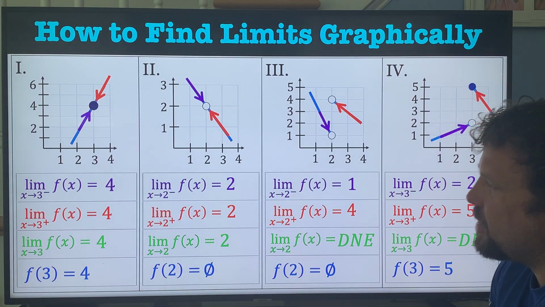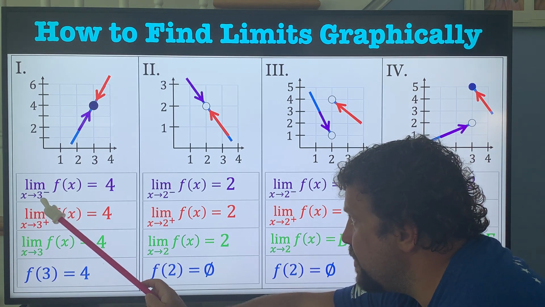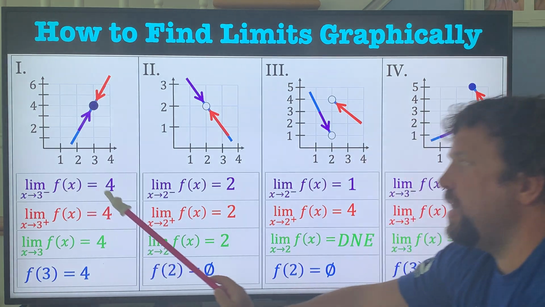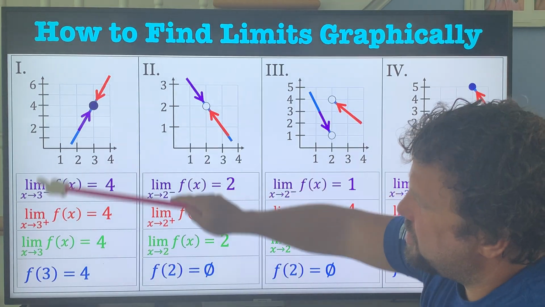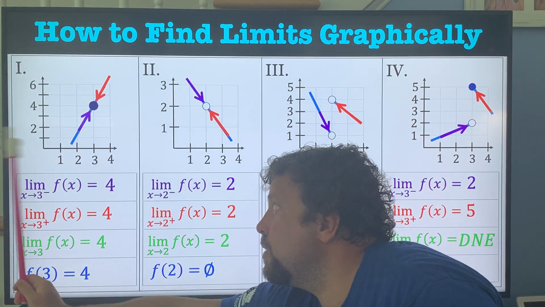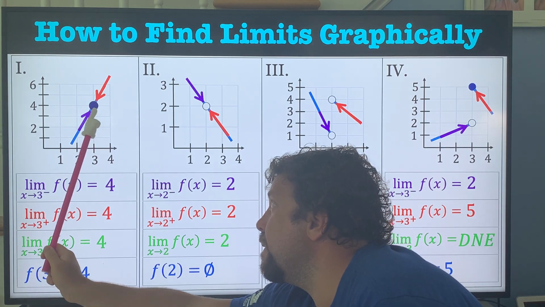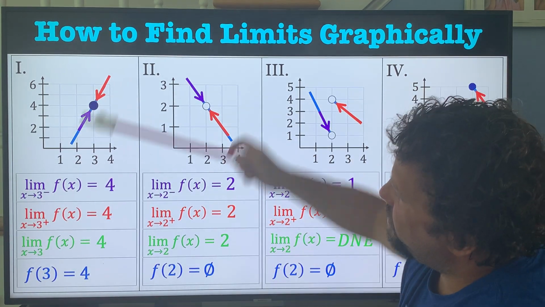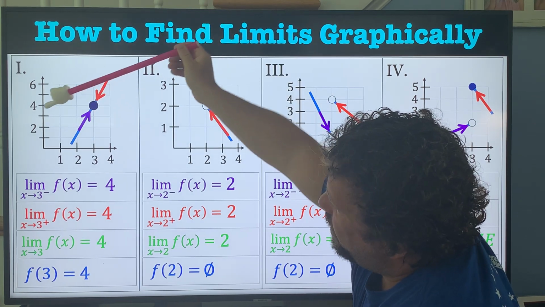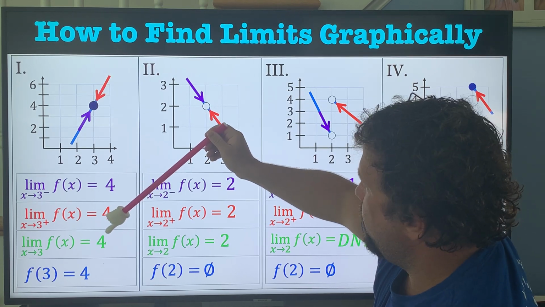How to find limits graphically. We did the slide already, so just a quick little review. When you find a limit from the left side, limit of 3, these numbers right here represent the number on the x-axis. Your answers represent the number on the y-axis. When you find it from the negative side is over here. Positive side is over here. So 3 from the negative means you're coming from the left side and you're approaching 3. Answer is 4. 3 from the positive, you're approaching 3 from the positive side. Answer is 4. Since they both approach the same number, your limit is 4.